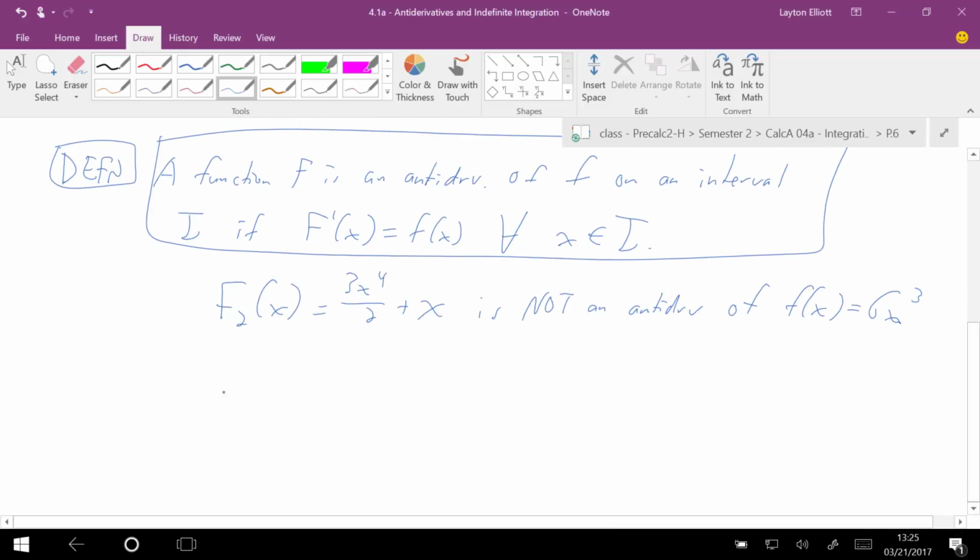But if I wanted to do an f3 of x and make this so that it could represent anything, the standard in calculus is to say plus c, where c is a constant. Constant is a word that means unchanging. So c could represent any real number that you could possibly think of, where c is a constant. And if that's true, then f3 of x is an antiderivative.